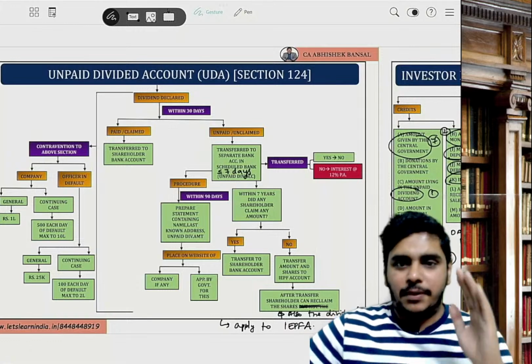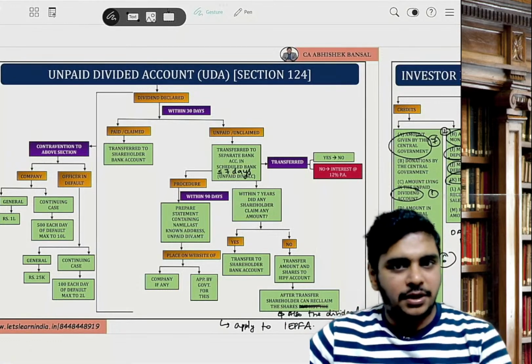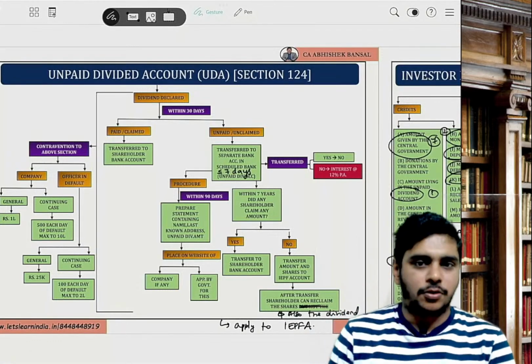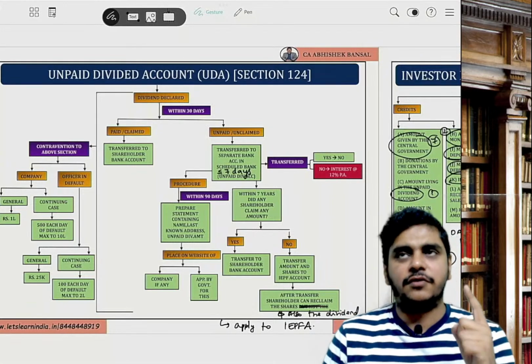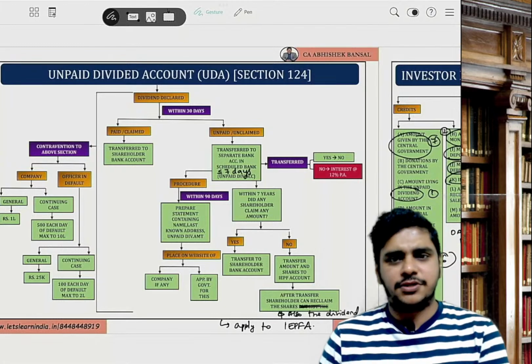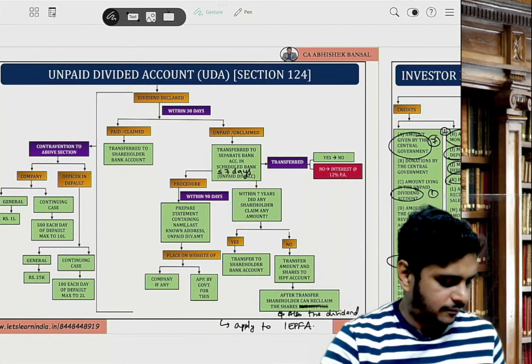So I hope you guys remember the content of the preliminary chapter and half of the dividend chapter. Today we will finish off the dividend. We start with deposits today. We have done 123, sources of dividend. We have done 126 abeyance. We have done 127 time limit. We are just left with two sections, 124 and 125.